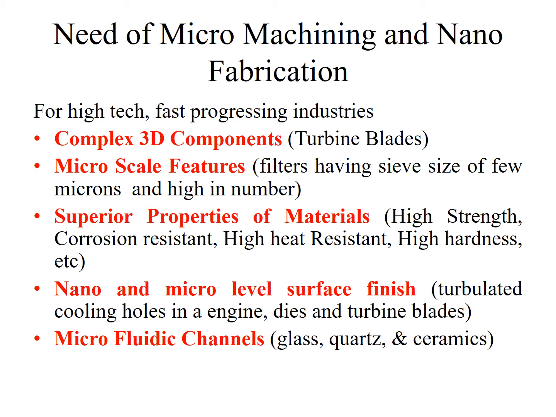Then superior properties of materials are required in different industries now, that is high strength, corrosion resistance, high heat resistance and high hardness. So at the nano or micro scale we can improve these properties effectively. Nano and micro level surface finish are also required in different applications like turbulated cooling holes in engines or dies or turbine blades. So for achieving this level of finish, you use either micro machining processes or nano fabrication for coating. Then microfluidic channels of glass, quartz and ceramics are used in many industries.